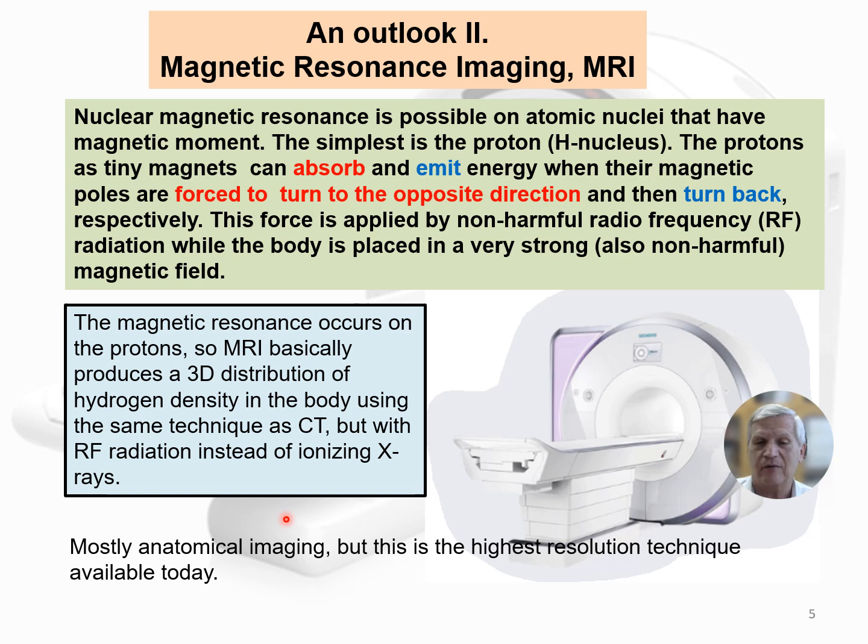Please note that when we use X-rays, the X-ray absorption is high if we have heavy atoms like calcium and iodine we mentioned, or barium also, as contrast materials. So the higher the atomic number, the higher the X-ray absorption. For MRI imaging, we measure the lightest element, hydrogen. So actually we measure the hydrogen density distribution in the body. MRI is mostly anatomical imaging, but this is the highest resolution technique available today, and this is why it is so important. Thank you very much for your attention.